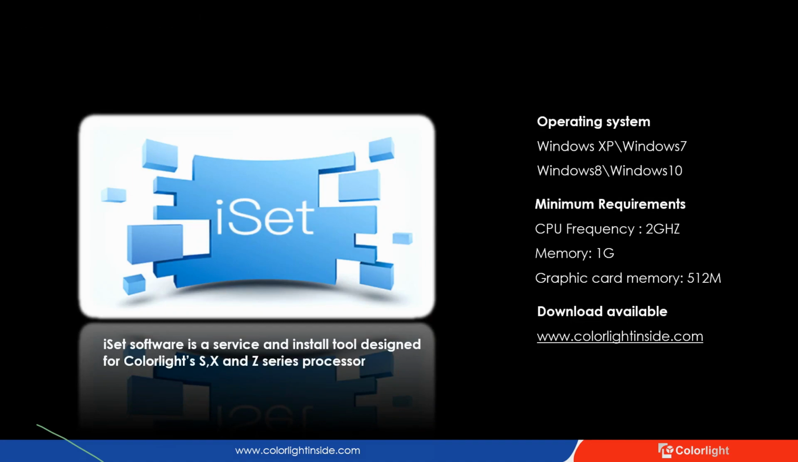iSet software is a service and install tool with a very intuitive interface designed for ColorLight S, X, and Z series processors. Each processor has different capabilities, but ultimately all run the iSet software. Whether you are an integrator or end user, the software will help you to build your LED wall easily and efficiently. You can download the latest version from our website, www.colorlightinside.com.